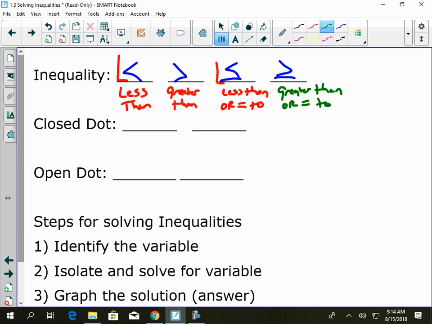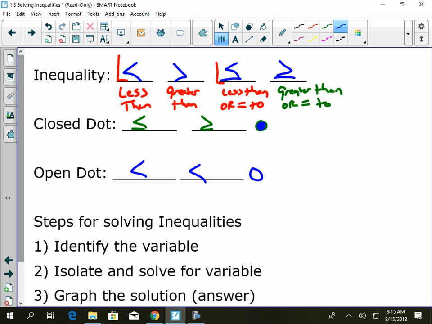Okay, closed dot. When do you use a closed dot? When it does not have a line under it. Oh, that's a lie. I just lied to you. I promise I will always tell you the truth unless I'm lying. Use a closed dot when it's or equal to. When there's a line under it, use a closed dot. Open dot, no line underneath it. Open dot.